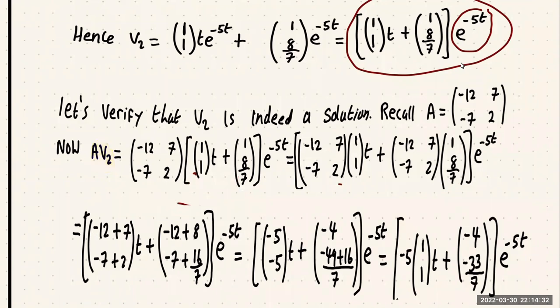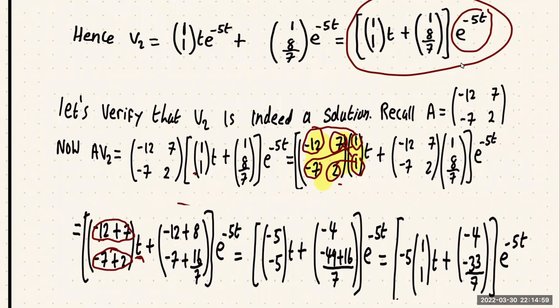So let's first multiply this out here. It's going to be 1 times minus 12, then 1 times 7. So I got this over here. It's going to be 1 times minus 7 plus 1 times 2. So I got this over here. We still have the t in front, so the t is right there.